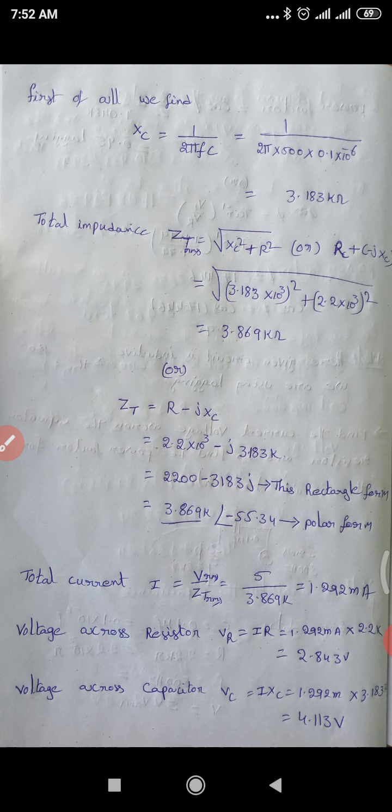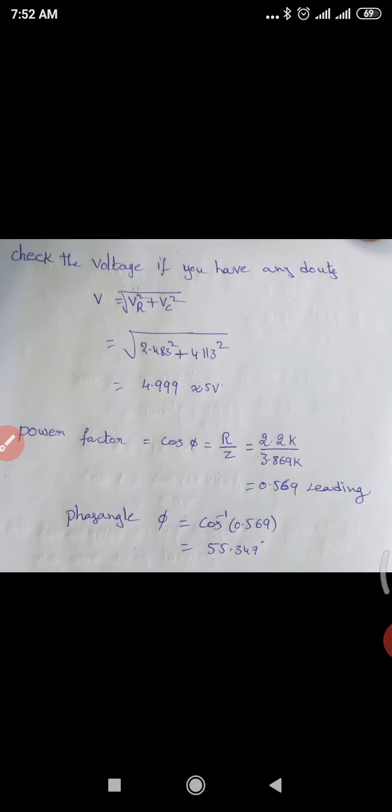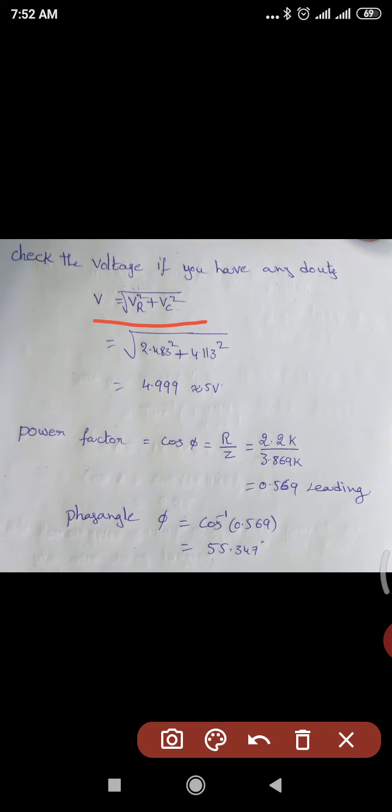Once cross check whether the values we found are right or wrong. How can we check these values? By using this: applied voltage V is equal to square root of VR square plus VC square. If you substitute these values, VR is equal to 2.483 and VC is equal to 4.113, whole square, then we get 4.99. This is approximately equal to 5 volts. This is nothing but the given RMS voltage in the circuit.